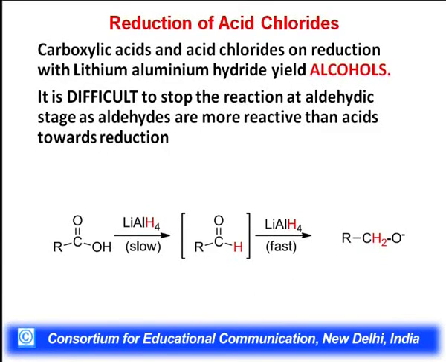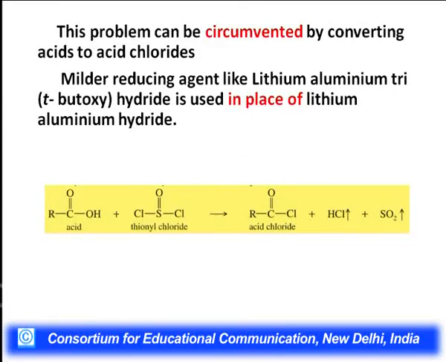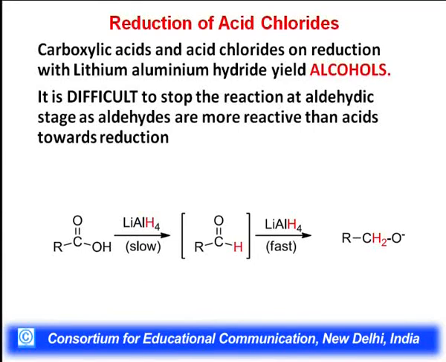We can do reduction of acids also, but that reaction is not very convenient, because when we do the reduction of acids, first we will get an aldehyde. But as I have said, these aldehydes are more reactive towards reduction as compared to acids, hence they will be reduced all the way to the alcohol. So what can we do now? We can modify this acid and convert it into acid chloride, and then do the reduction of acid chloride further to an aldehyde, which we will be discussing in our next lecture.